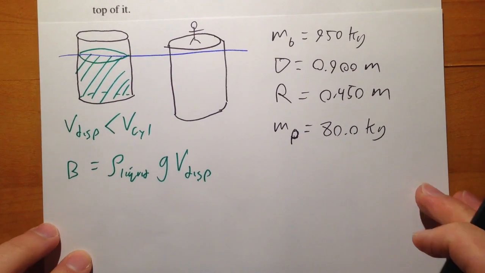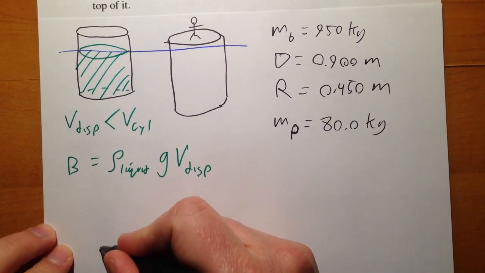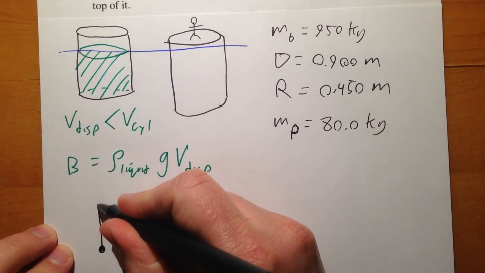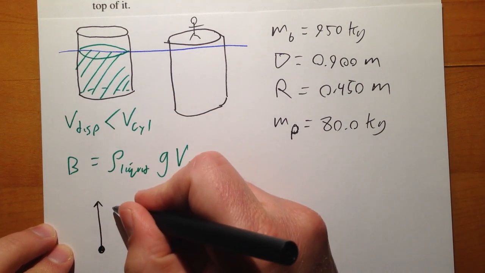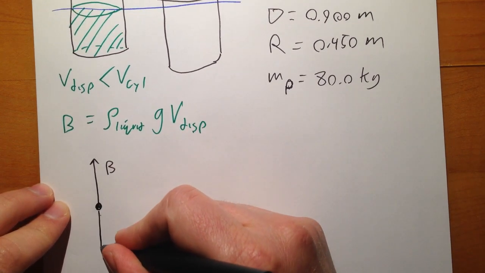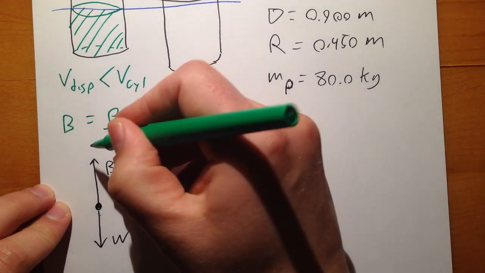As I told you, buoyancy is a force. We should treat this as a normal force problem. Let's draw a free body diagram for that buoy. There's one force in the plus y direction, that is the buoyant force. And there's one force in the minus y direction, that is the weight. Let me make sure I define a coordinate system.